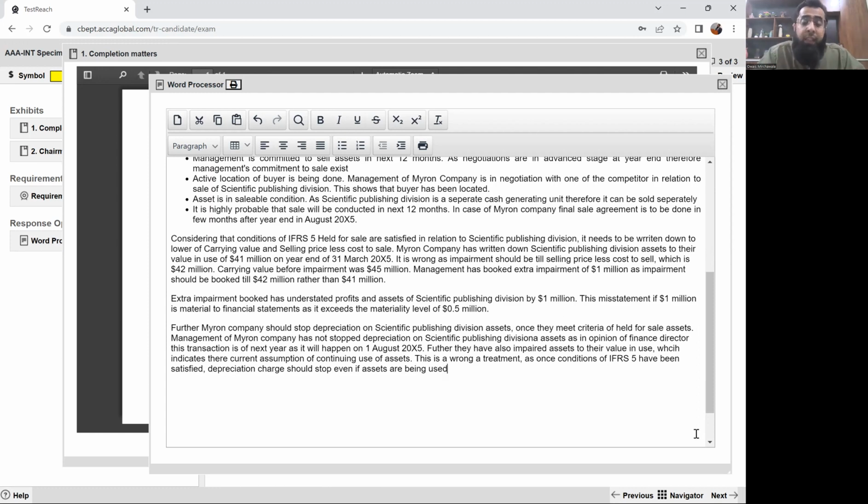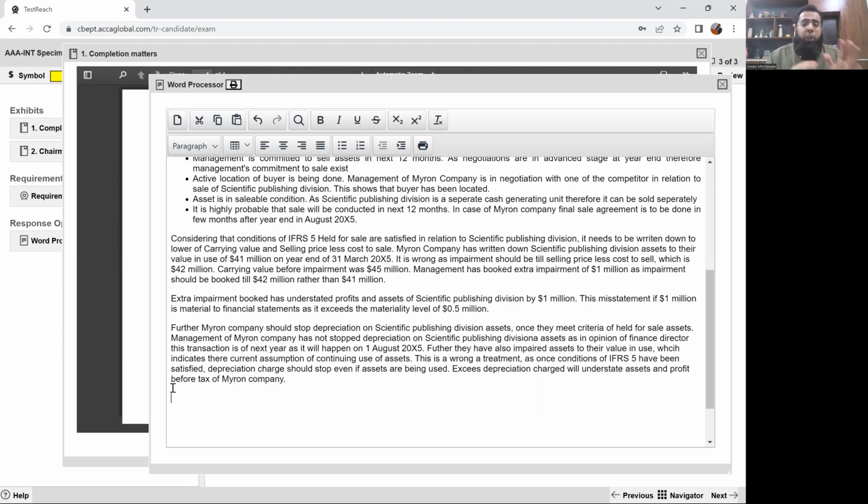Even if you are using the assets, the depreciation charge should stop from the date you meet the conditions of IFRS 5 held for sale. Excess depreciation charged will understate assets and profit before tax of Myron company. If you want, you can merge this impact with the above paragraph also, because the values are not given, so you cannot comment on materiality.